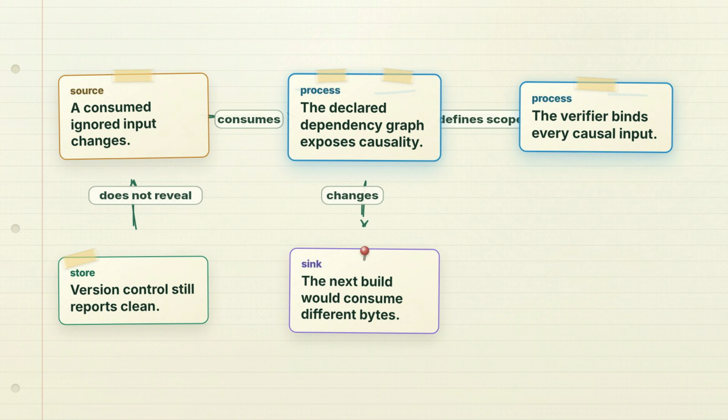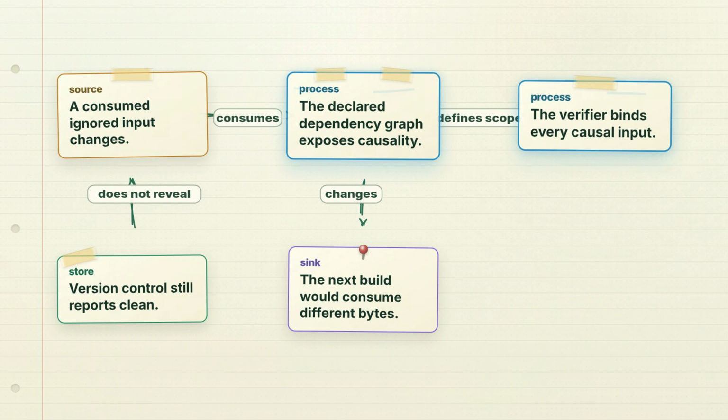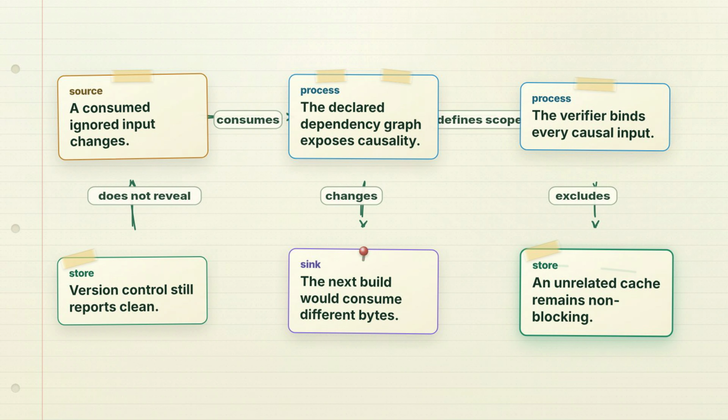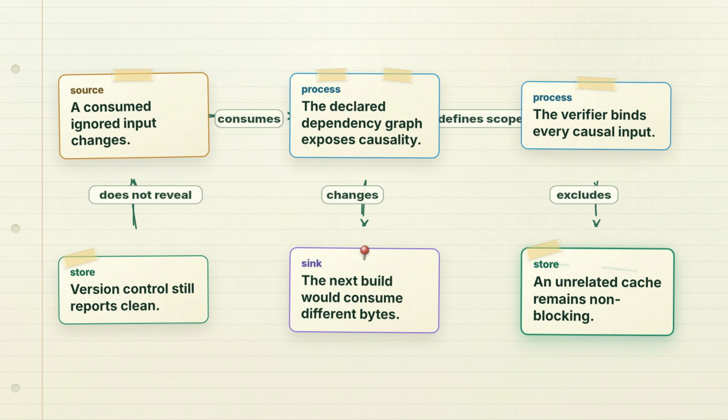Then test both sides of the boundary. Changing an input used by the build must stop the handoff. Changing an unrelated cache must not stop it. That keeps the gate strict enough to catch drift and precise enough that engineers will not bypass it.